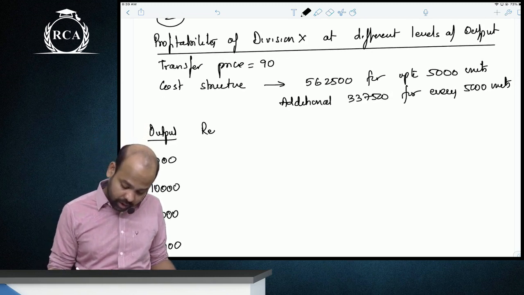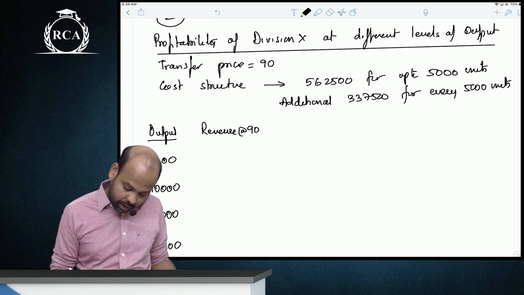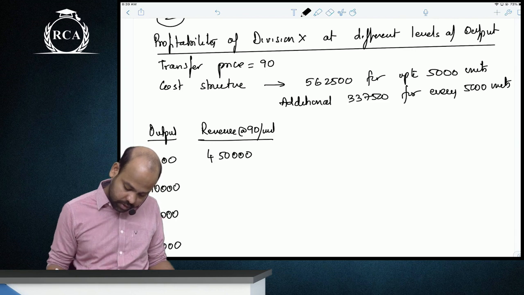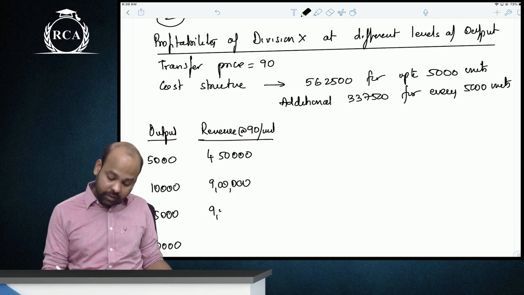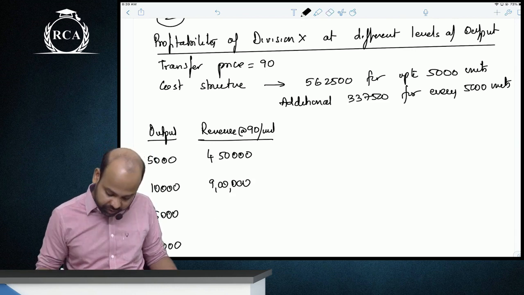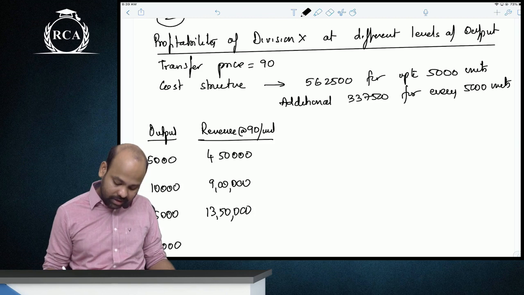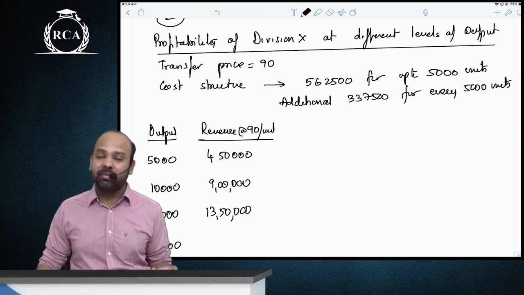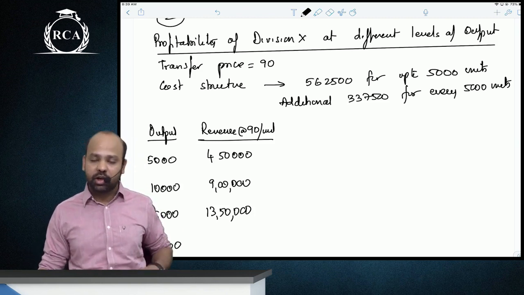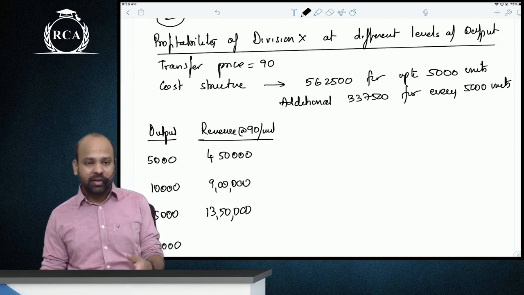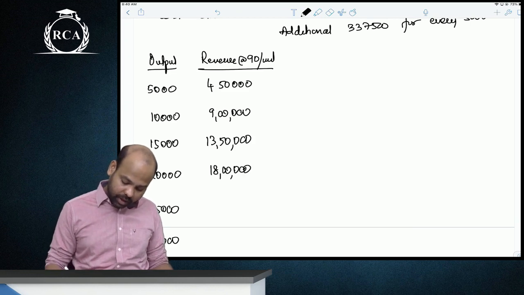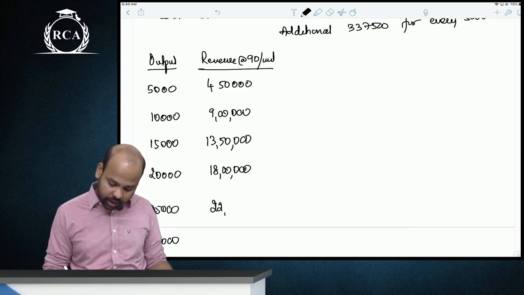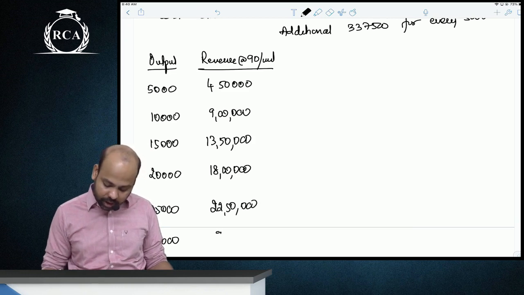I'll write revenue at 90 per unit, which would be 4,50,000. This would be 9 lakhs. Here, his selling price per unit does not change with the change in output. His transfer price remains at 90 rupees. There are no economies of scale. That is why, as you keep increasing the output, division X's profit will keep increasing.